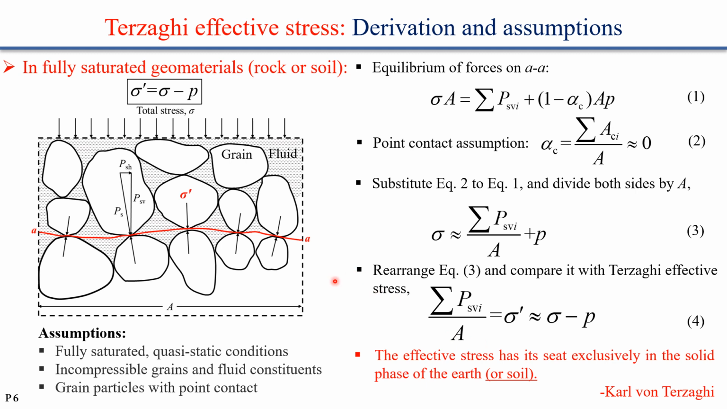So it reminds us that it's better not to use this kind of notation, because sigma prime normally stands for effective stress, and effective stress is not the contact stress. Rather, again, it's the contact force divided by the total area.